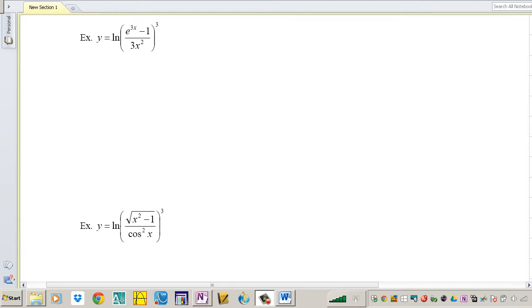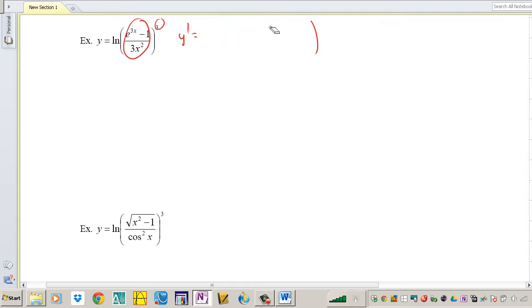So here I have the log of something being divided by something else, and then all of this is cubed. Now I could just take the derivative. I could follow the rule and say y prime is 1 over all of this mess to the third, and then times the derivative of all of that mess, and that would just be messy, right? So no, I'm not going to do that. That will take almost a whole video length. So here's what we're going to do.